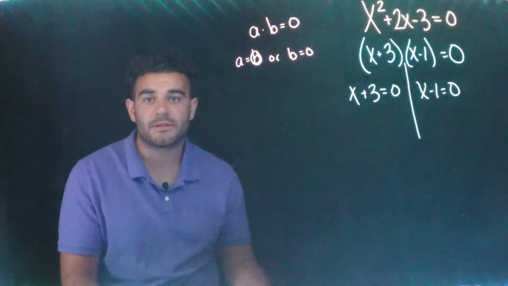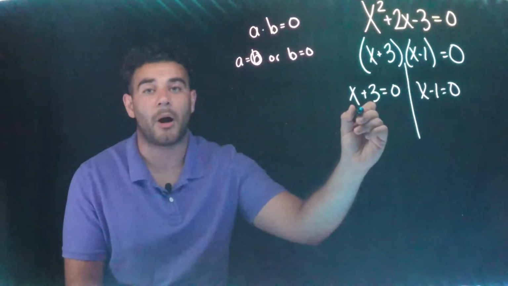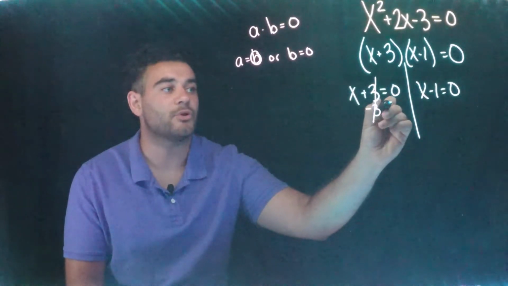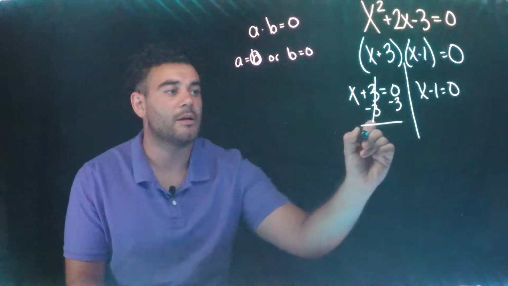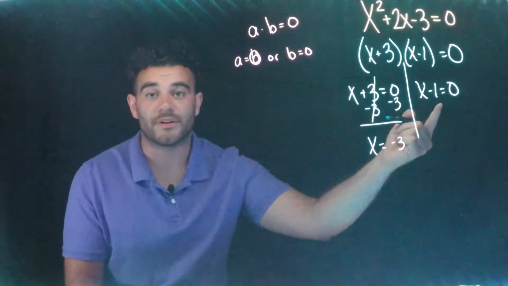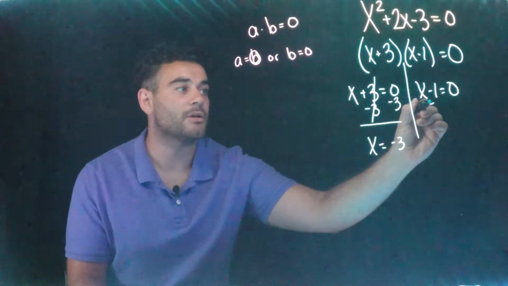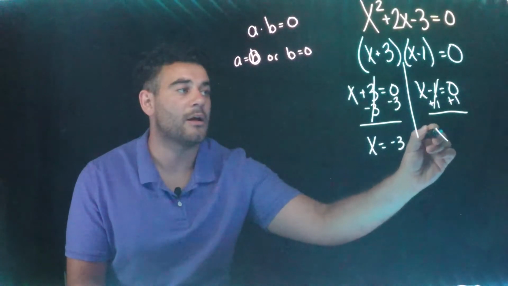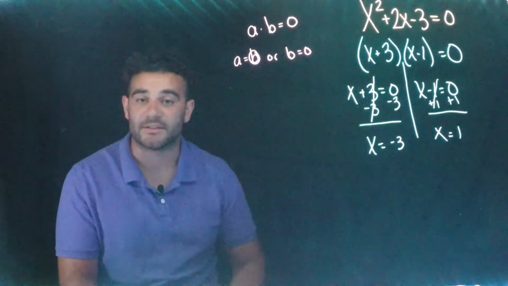Here, it's just simple algebra. We have a positive 3, we're going to do the inverse operation, a minus 3, which you do to one side, you do to the other. And you get x is equal to negative 3. Here, we're going to do the same thing, right? Inverse operation, plus 1. What you do to one side, you have to do to the other. And you get x is equal to positive 1.